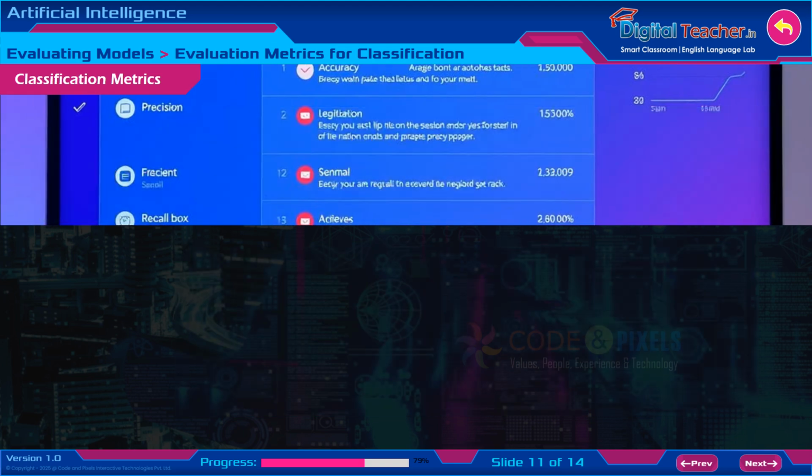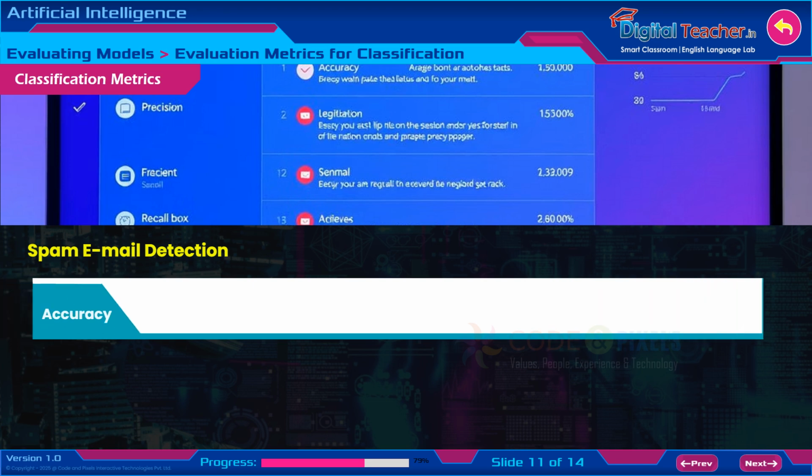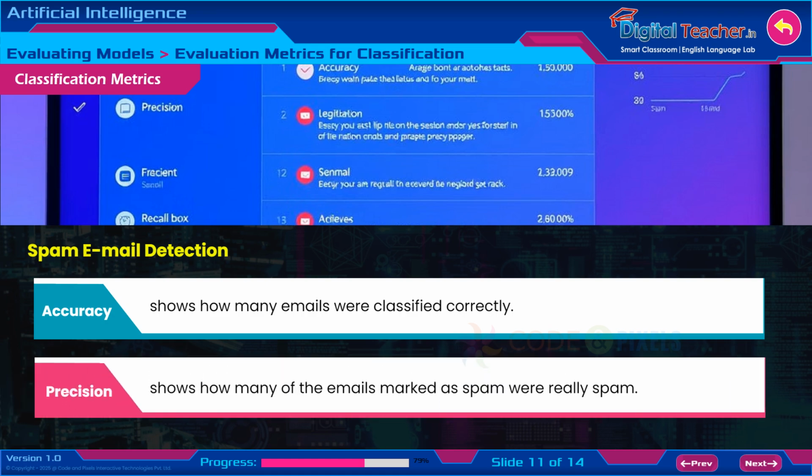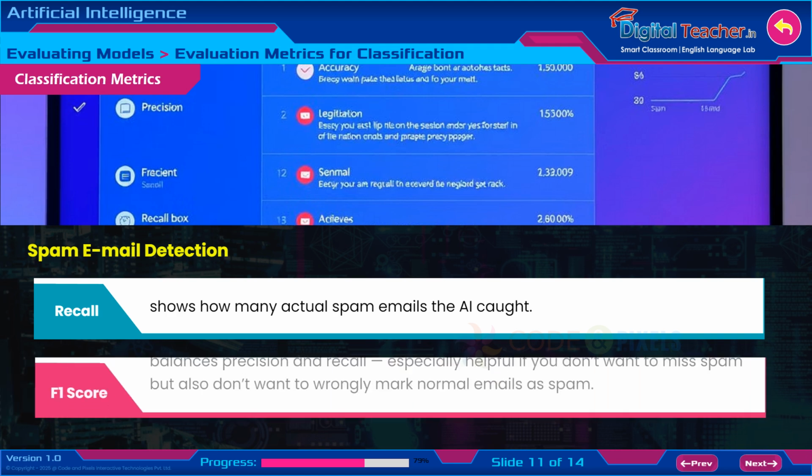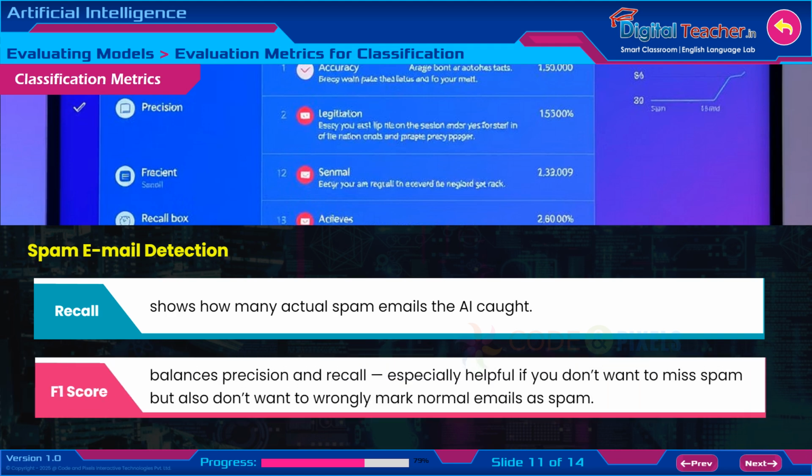Imagine you build an AI model to detect whether an email is spam or not. Accuracy shows how many emails were classified correctly. Precision shows how many of the emails marked as spam were really spam. Recall shows how many actual spam emails the AI caught. F1 score balances precision and recall, especially helpful if you don't want to miss spam, but also don't want to wrongly mark normal emails as spam.